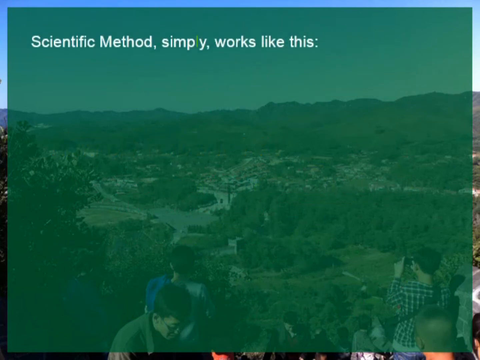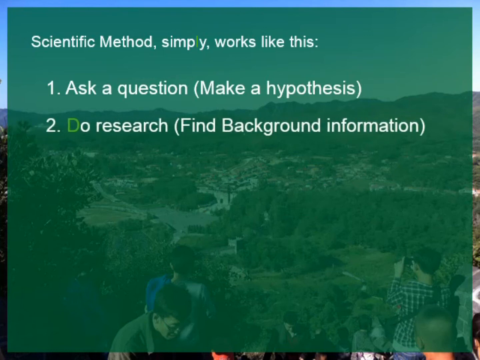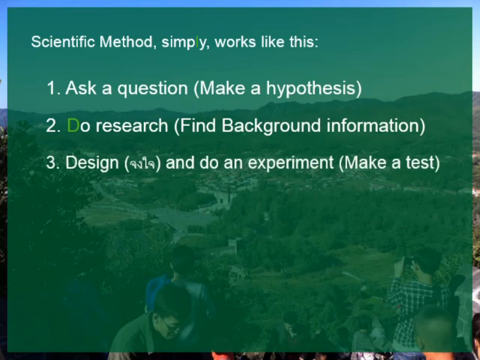And this is the method. It's a 5-step plan. 1. Ask a question or make a hypothesis. A hypothesis is like a guess, and we'll talk about that more in a moment. 2. Do research. Find background information on the topic. What have people done before?